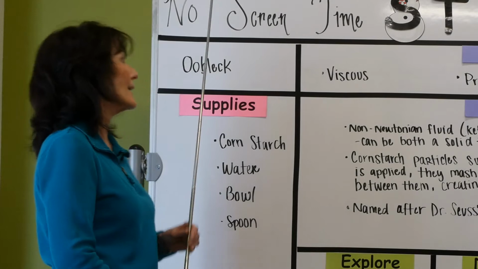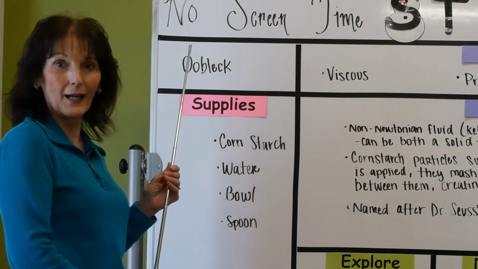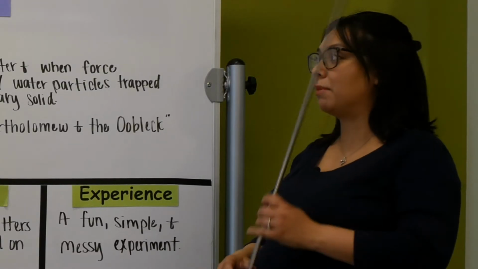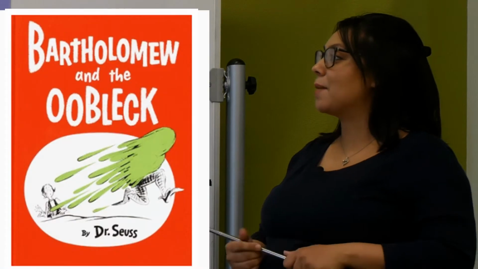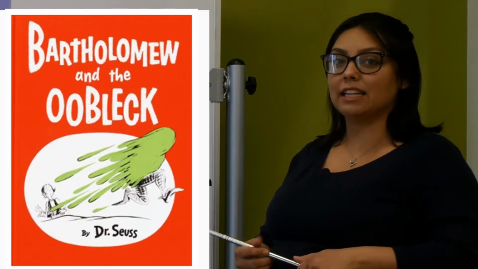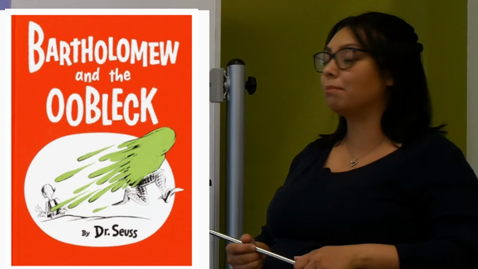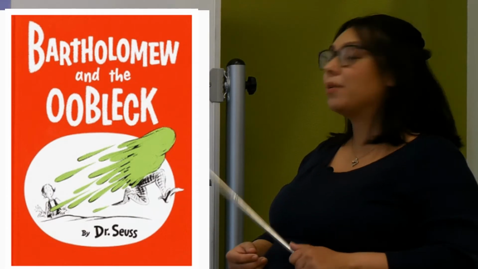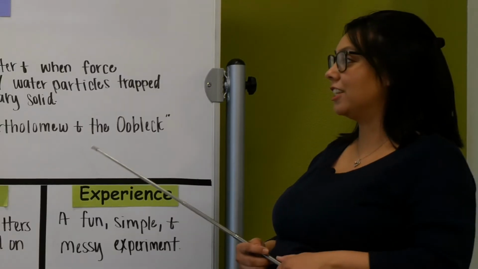Today, like we said, we are going to make Oobleck. If you haven't heard of Oobleck before, it is the green substance from a Dr. Seuss book called Bartholomew and the Oobleck. So that's what we're going to do today.